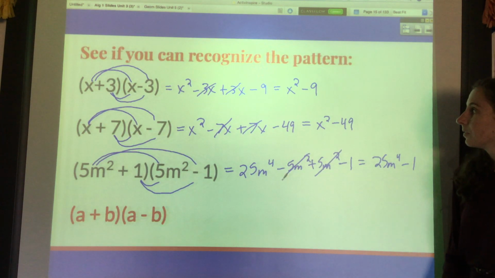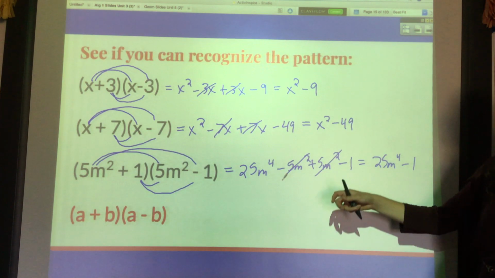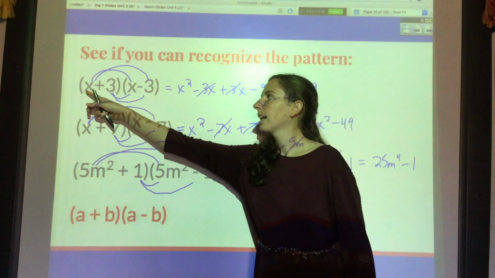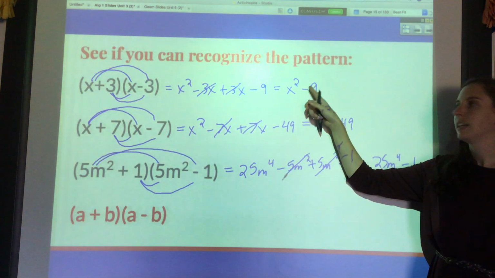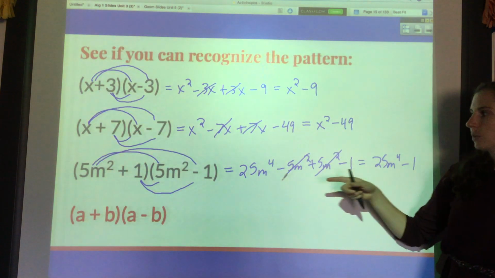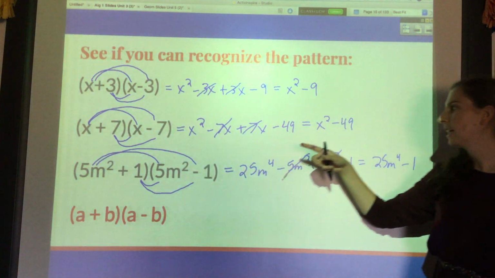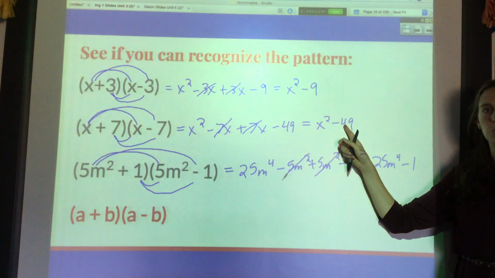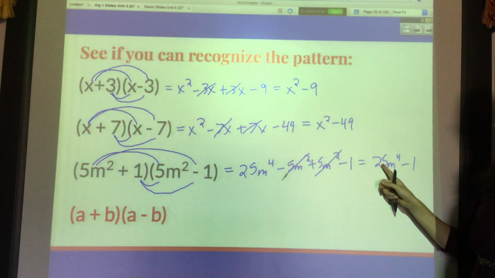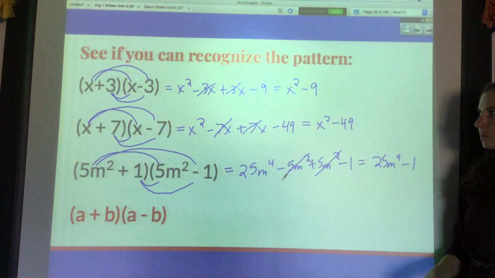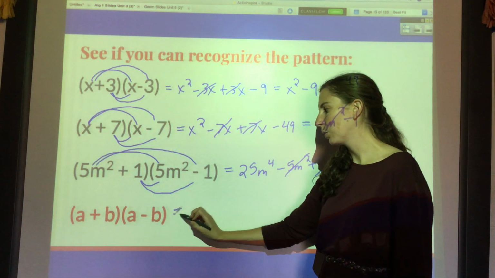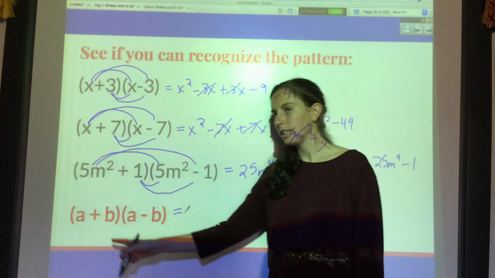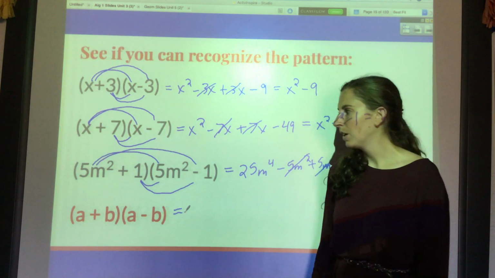So notice, this one had x's and 3's, and I ended with x squared and 9, and it was a minus. This one I had x's and 7's, and it ended up x squared minus 49. This one was 25 and 1. So what do you think this is going to be? Just take a guess without even having to work it out. A plus b times a minus b.